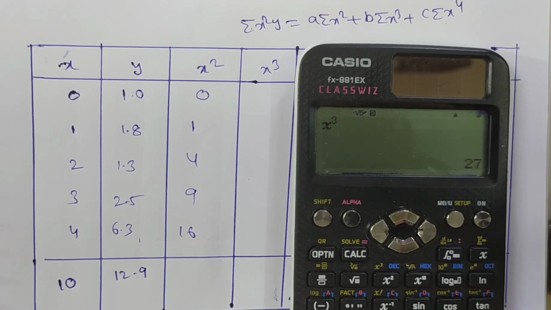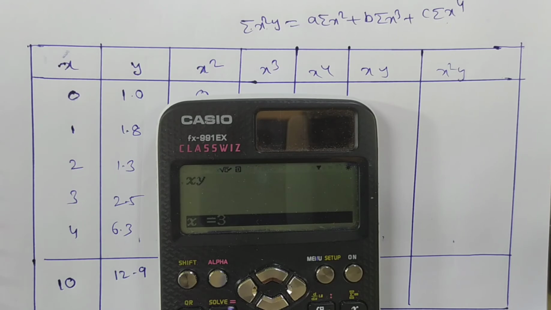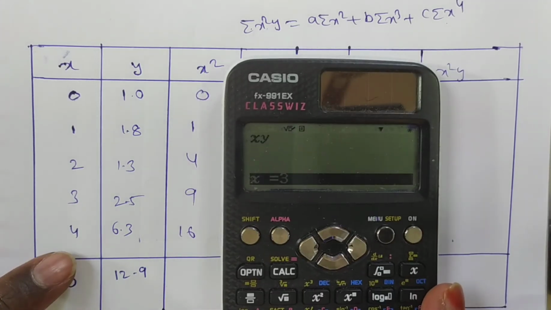And not only x cube, you will get xy also. You see, for xy what you have to do: alpha x, alpha y. Now alpha x, alpha y. Okay, now you press solve. It will ask for the x value and y value. Suppose, you see, now I am solving for this.